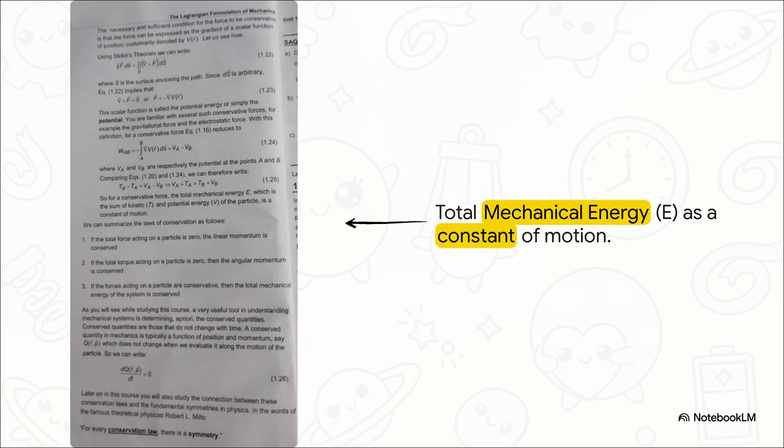Because of these conservative forces, the math brings us to such an elegant conclusion. The total mechanical energy, which is kinetic energy T plus potential energy V, is a constant of motion. As a particle falls, sure, it loses potential energy, but it gains the exact same amount of kinetic energy. The total sum, E, it just refuses to change.